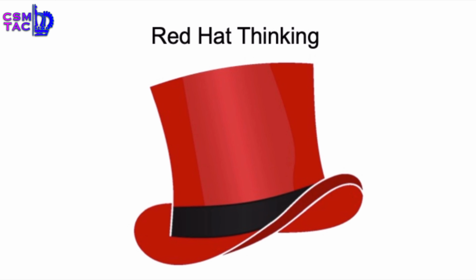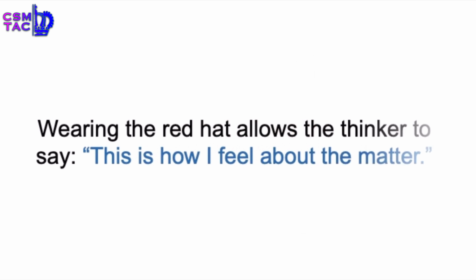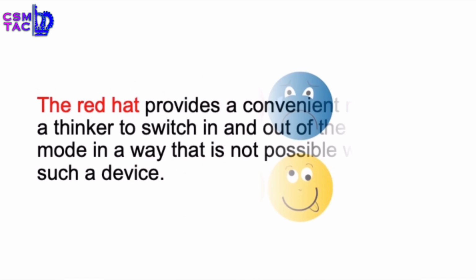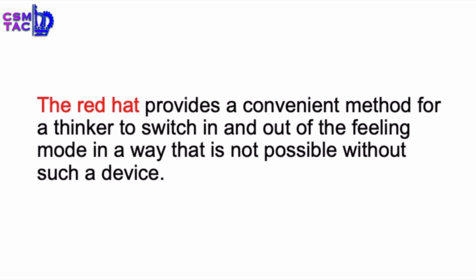Red hat thinking. Wearing the red hat allows the thinker to say, "This is how I feel about the matter." The red hat legitimizes emotions and feelings as an important part of thinking. The red hat makes feelings visible so that they can become part of the thinking map and also part of the value system that chooses the route on the map. The red hat provides a convenient method for a thinker to switch in and out of the feeling mode in a way that is not possible without such a device.